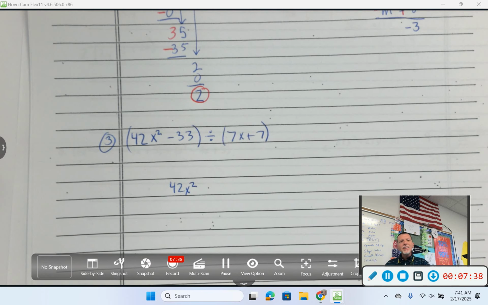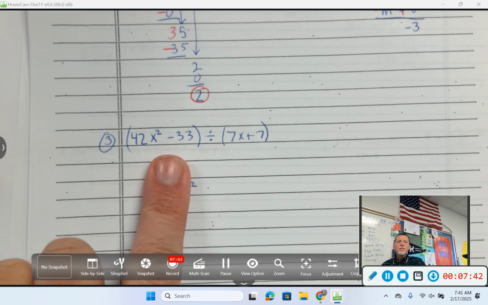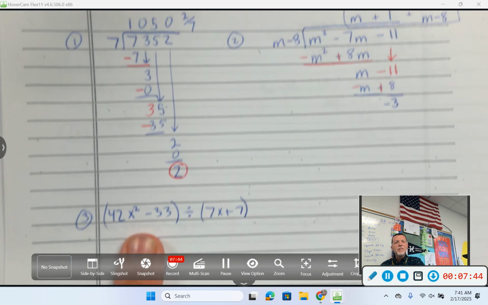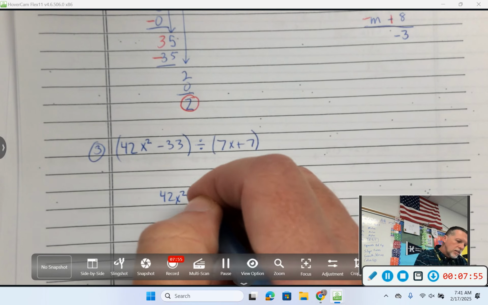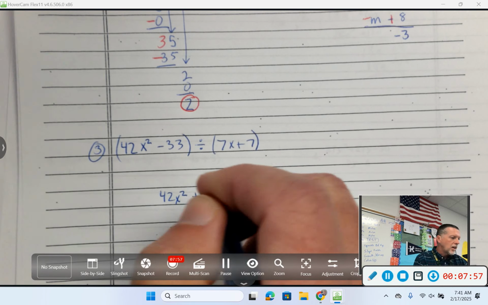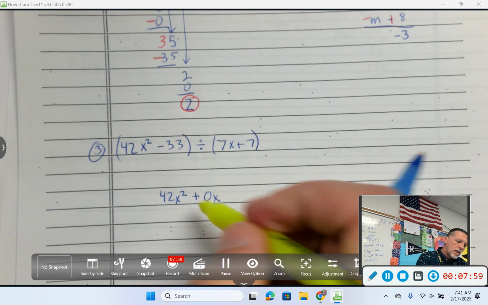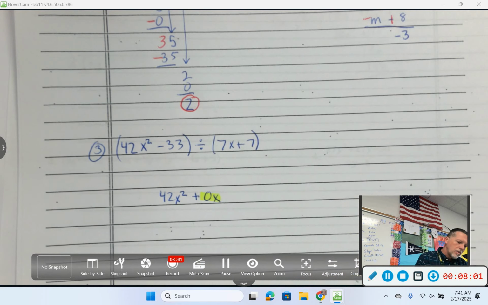Before I write that out, do you notice what's maybe different about this one from the one we're missing that x term? And very much like we did with synthetic division, we need a spot in there so that everything lines up. So let's put a 0x in there, just to hold the spot.